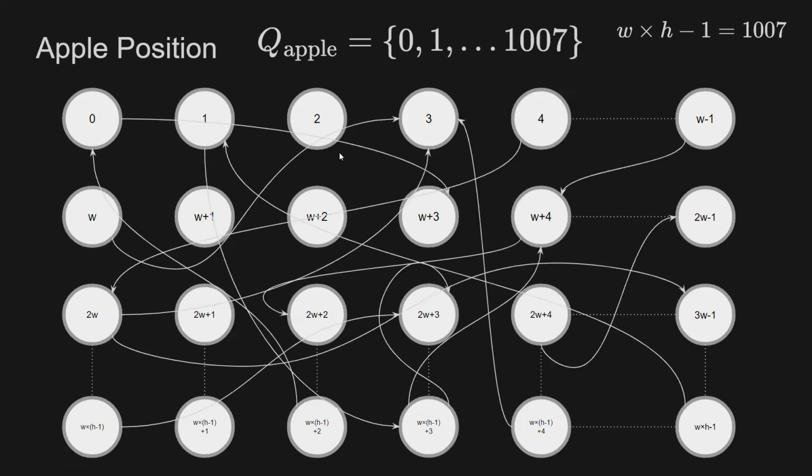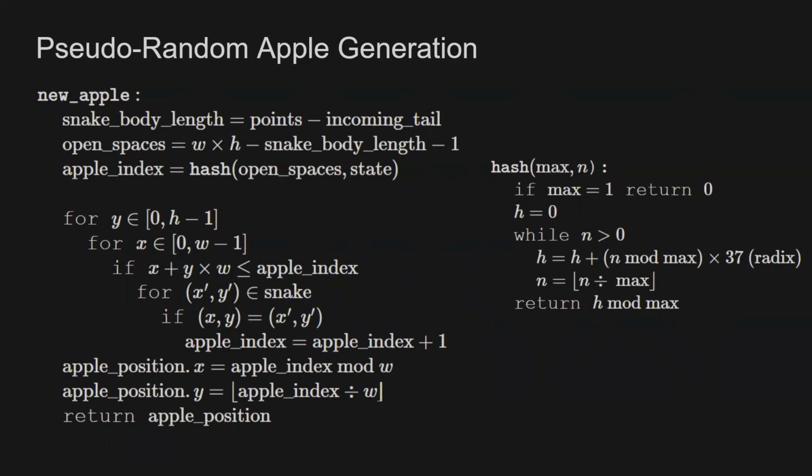The apple position can also be thought of as a 2-dimensional matrix. However, the transition arrows are a bit more like spaghetti here. That's because when the apple is eaten, then it moves to a new random spot on the board. The spot the apple moves to is generated using a pseudo-random algorithm, which basically takes a hash of the snake's state, modulo the number of open spaces on the board.